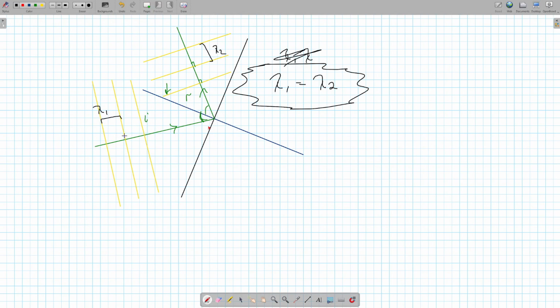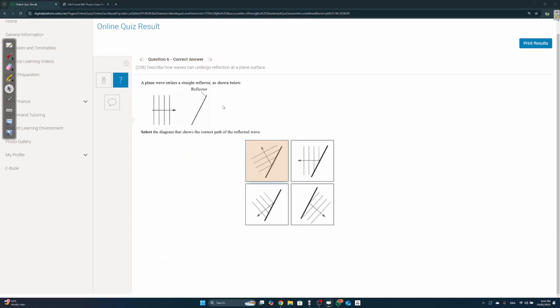So these wave fronts are imaginary perpendicular lines that represent the wave. Over here, let's say you go to a reflector. What's going to happen is it's going to bounce off with the same angle. So we can continue like this. It's going to bounce off with the same angle.